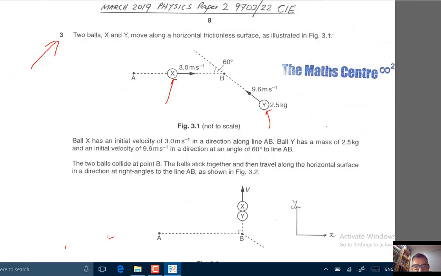Ball X has an initial velocity of 3 meters per second in a direction along the line AB. Okay, keep an eye on AB. Ball Y has a mass of 2.5 kg and an initial velocity of 9.6 meters per second in a direction at an angle of 60 degrees to the line AB. The two balls collide at point B, this is B, and the balls stick together and then travel along the horizontal surface in a direction at right angles to the line AB as shown in figure 3.2, as you can see here.